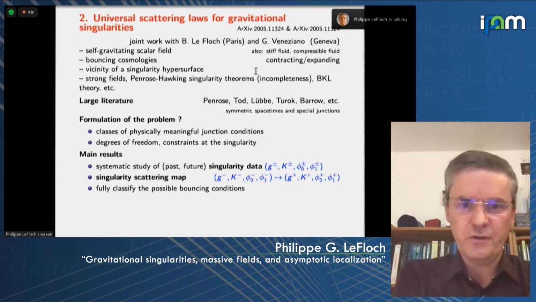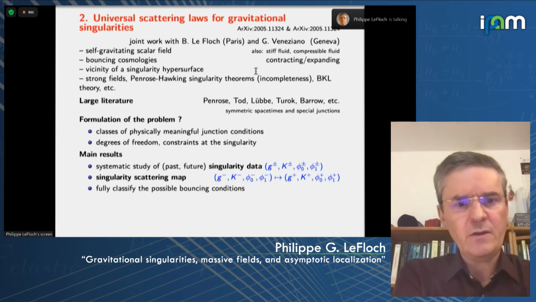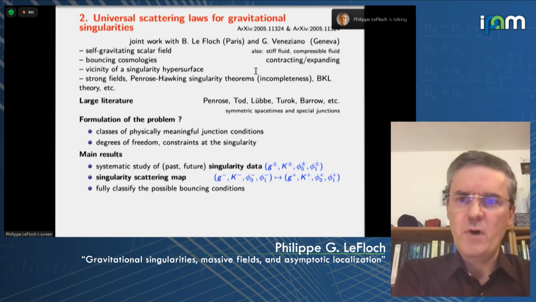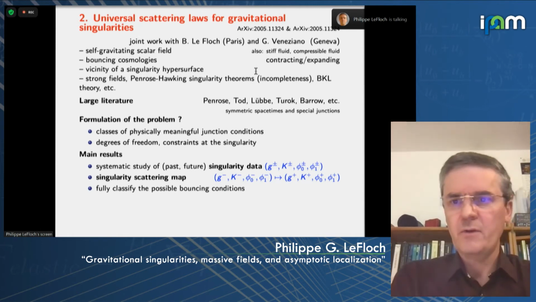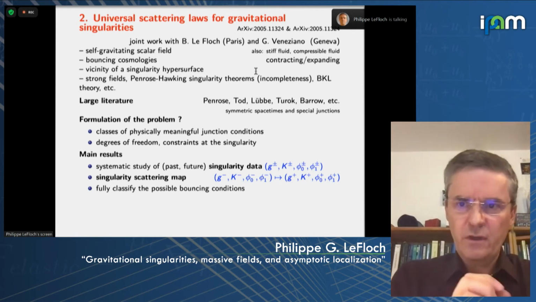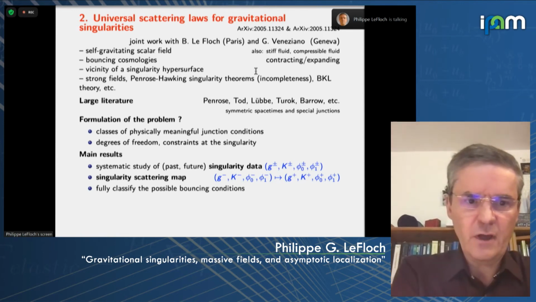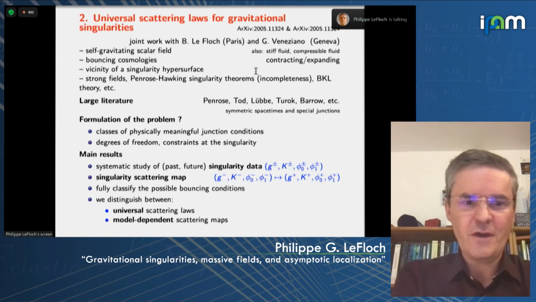I call them g, K, phi, psi for the metric, extrinsic curvature and matter fields. And what we call a singularity scattering map is a map that takes data before the singularity and gives you the data after the singularity. And the question I'm asking here is, can we fully classify all the possible bouncing laws at this singularity? And the answer is yes.